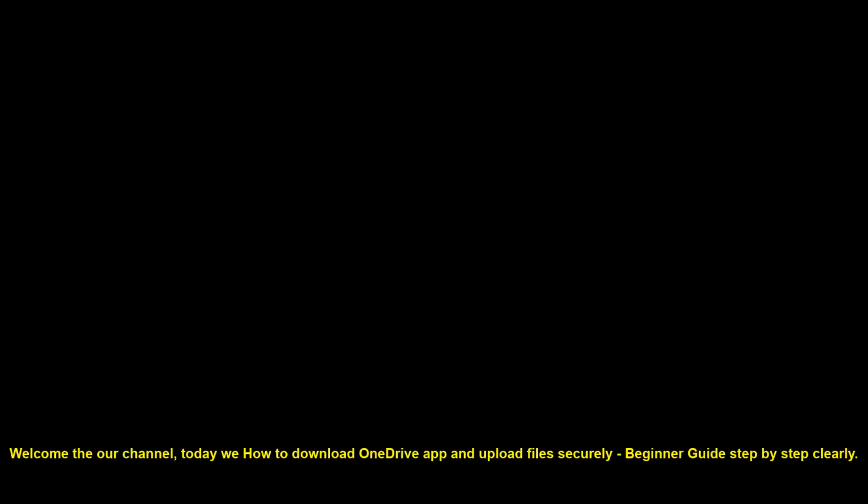Clearly. To download the OneDrive app, start by unlocking your device. Open the App Store on your device. If you are using an Apple device, go to the App Store. For Android devices, navigate to the Google Play Store.